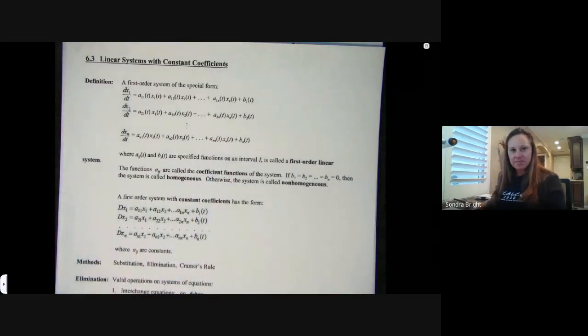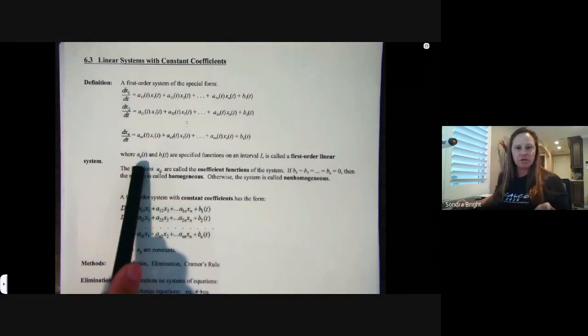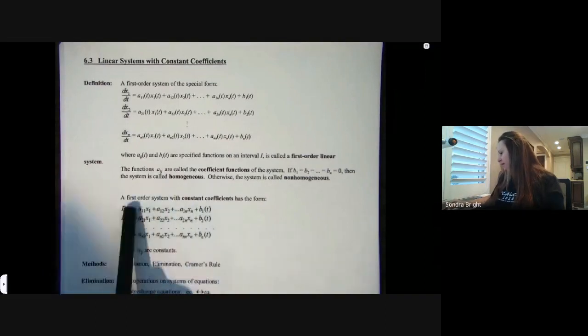So now what we're going to concentrate on today is solving linear systems that have constant coefficients. So all of these a_ij's are going to be constants. They're not going to be some function of t. But it's still the first derivative of x1 defined in terms of these. Your b's might be 0, so they might be homogeneous, or they might have some other function. But all of the a_ij's are constant. So those are the type we're going to do today.